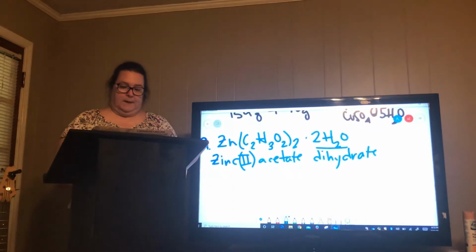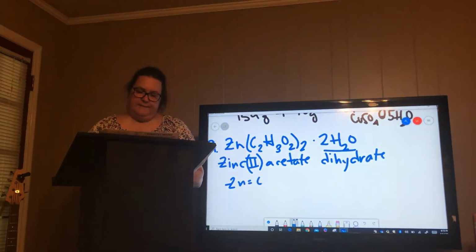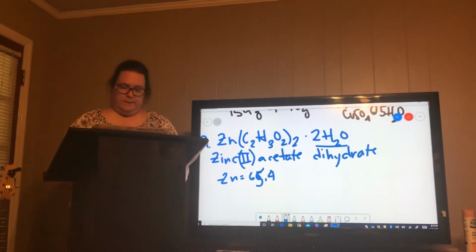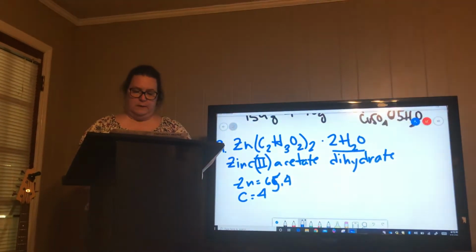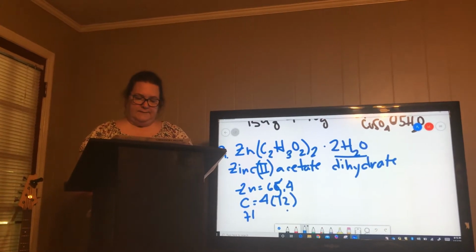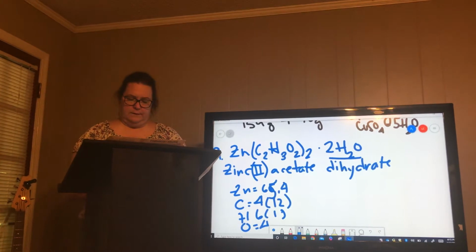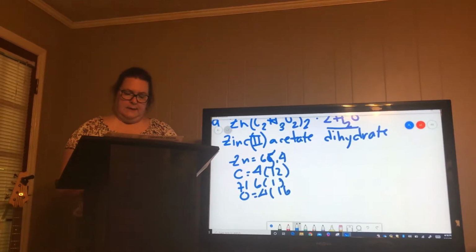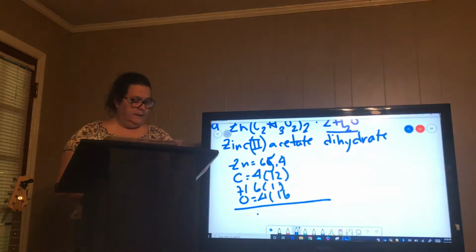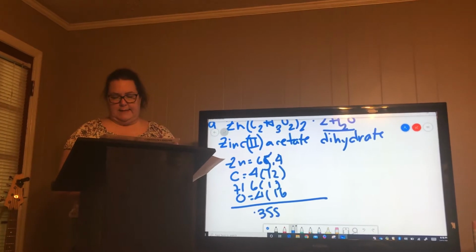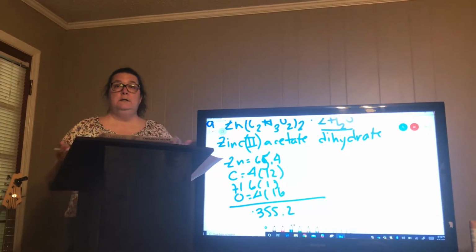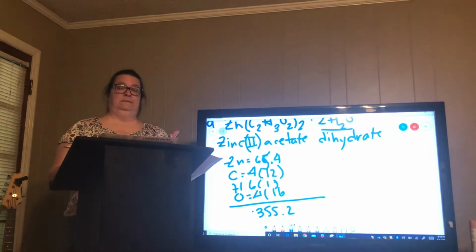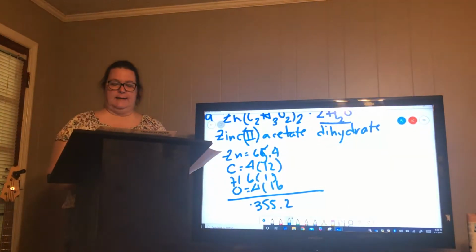You thought you'd never see nomenclature again. All right, so now I'm going to figure out zinc is 65.4. I only have 1 of those, so I don't have to worry. Carbon, I have 4 of those because 2 times 2 is 4, and that is 12. Then hydrogen, I have 6 times 1. And then oxygen, I have 4 times 16. Let me move this up just a tad. When I add it, I get 355.2. If you just did 65, of course you would just end up with 355, but I try to add a decimal place.